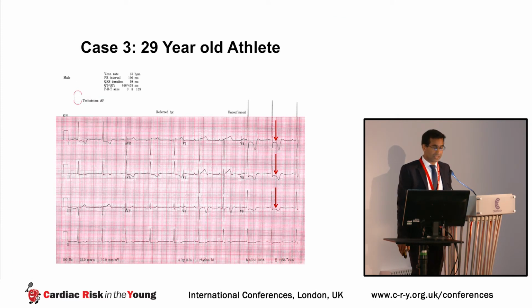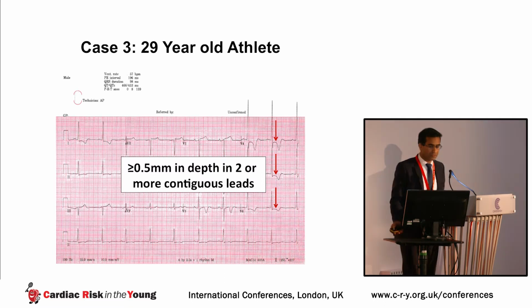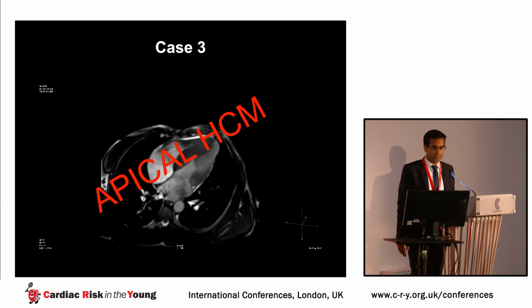This 29-year-old athlete exhibits pathological ST depression, defined as ST depression of greater than or equal to 0.5 millimeters in depth in 2 or more contiguous leads. And when we performed echo and MRI on this individual, he exhibited clear hypertrophy of the apical segments with apical cavity obliteration and was subsequently diagnosed with apical hypertrophic cardiomyopathy.